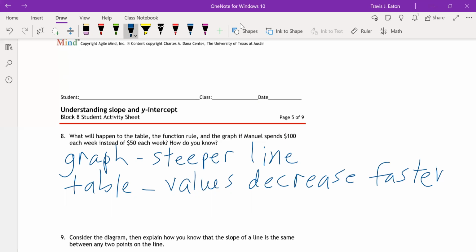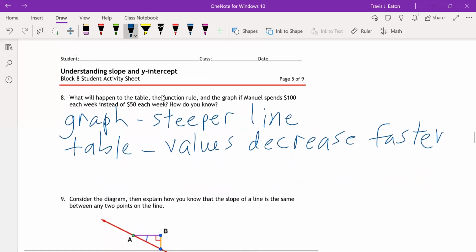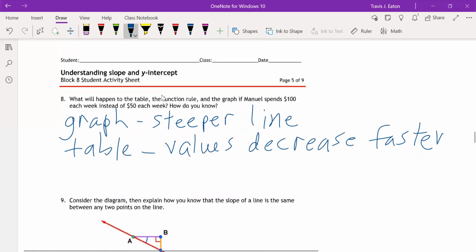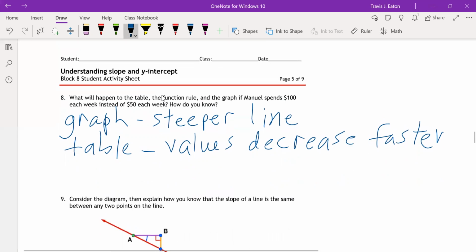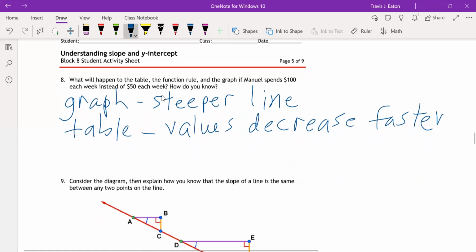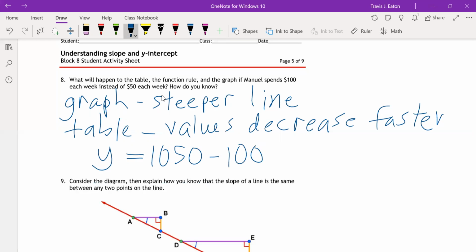And how would that affect our function rule? Obviously our function rule would be different, because instead of having the minus 50, it would be minus 100. So then y, which is the amount of money in his account, would be equal to that same 1,050, but subtracting at $100 per week.